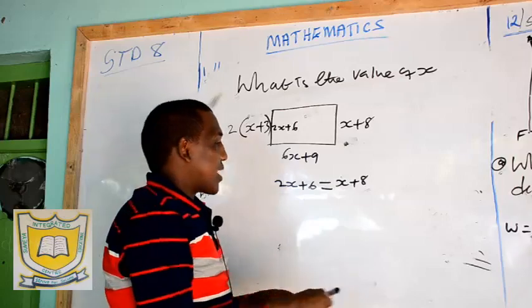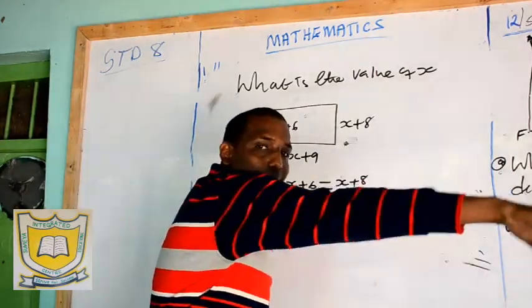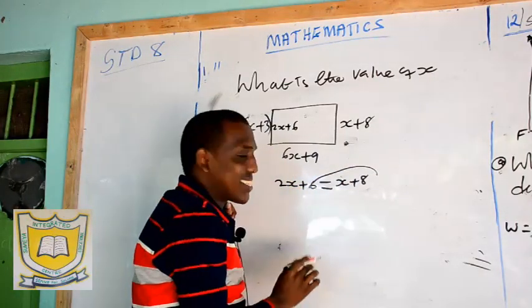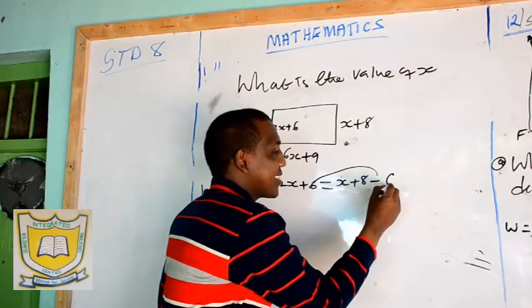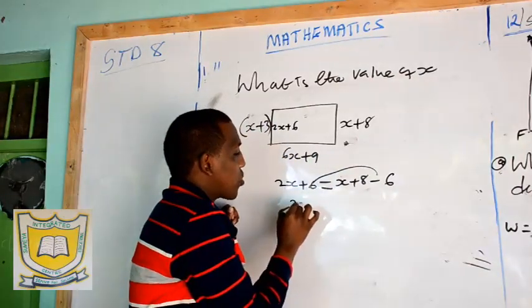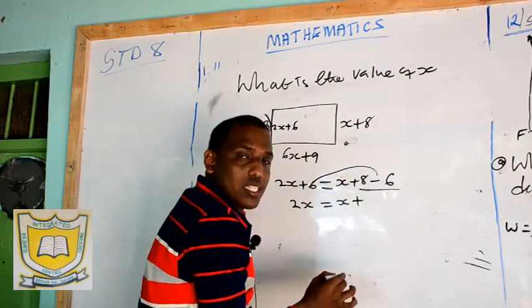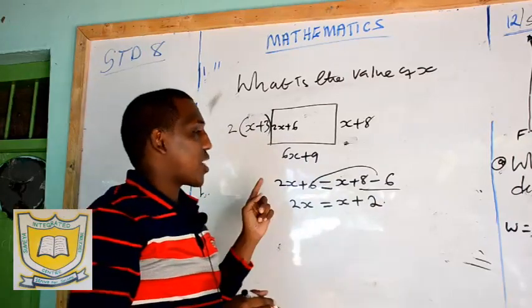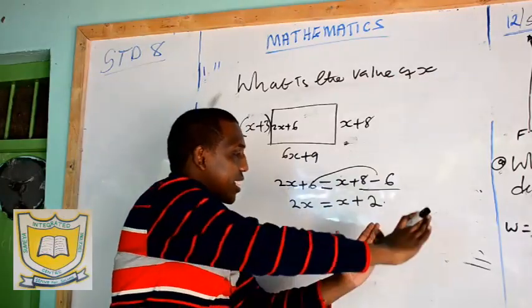Now we collect the like terms. When we collect the like terms, I always say the smaller number will migrate to the other side. So now what will happen, this 6 will move to the other side. If it crosses to the other side, it will become minus 6. So here remains 2x is equal to x plus 8 minus 6, which is 2. So the 6 has moved to the other side. What is remaining here is x. This side we have 2x, and this side we have x plus 2.